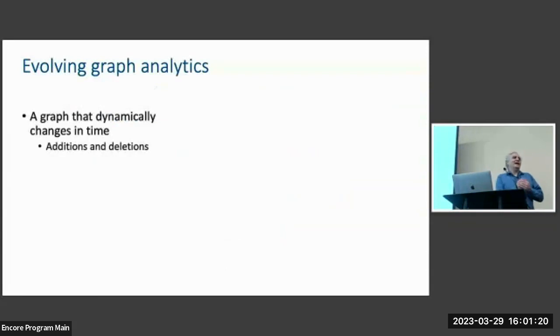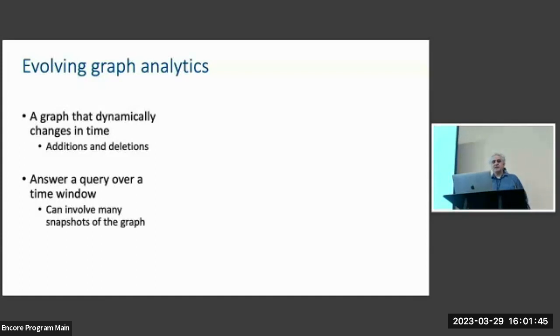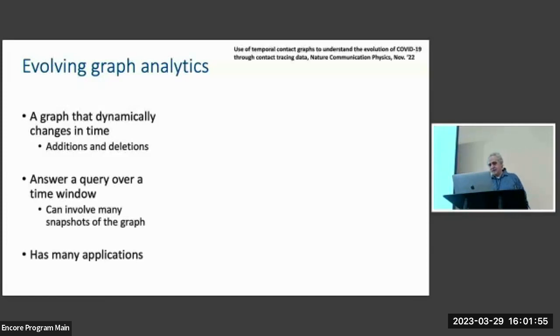Okay, so we are looking at evolving graph analytics. These are graphs that dynamically change over time. We look at additions and deletions of edges, but you could generalize those to vertex additions and deletions or changes in weights and so on. And we would like to go back and answer a sequence of queries over time. I'll give you an example in a second. That could involve many snapshots of the evolving graph, and they're similar because these additions and deletions don't tend to completely change the graph.